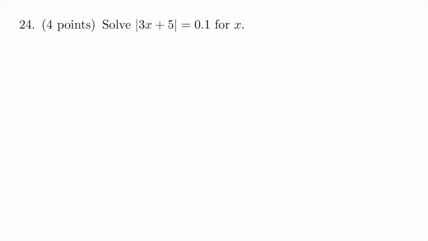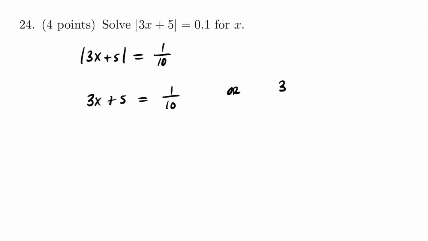For number 24, we're solving an absolute value equation. If you're not so comfortable with decimals, write it as a fraction. So I can write 0.1 as 1 over 10. So we have 3x plus 5 in absolute value is equal to 1 over 10. And you separate this into two separate equations. So we have 3x plus 5 is equal to 1 over 10. Or we have 3x plus 5 is equal to negative 1 over 10, by definition of an absolute value.